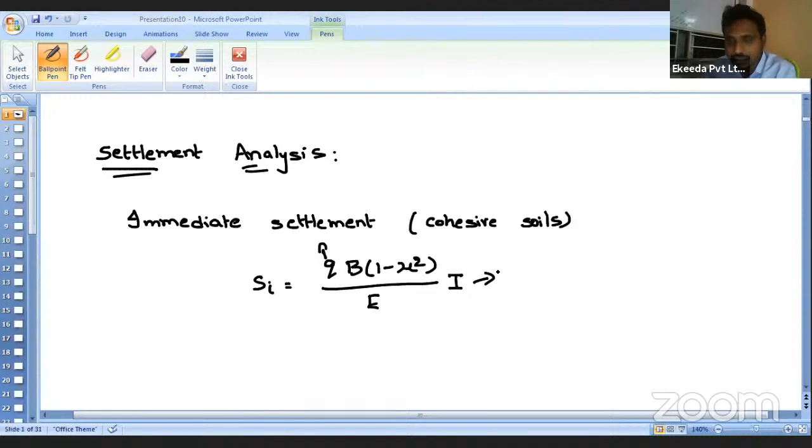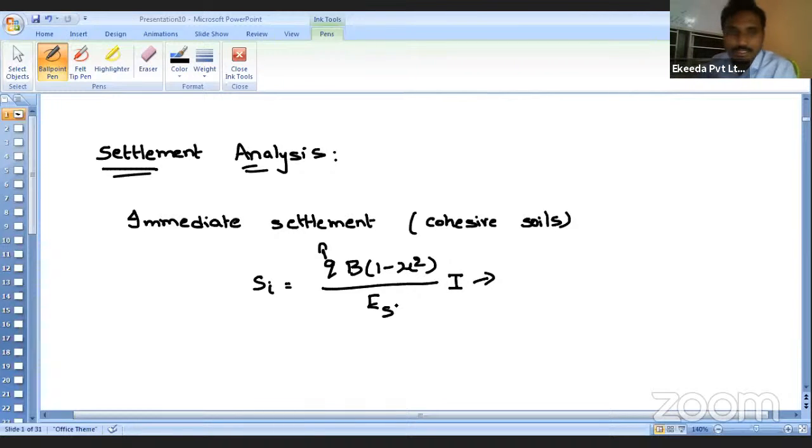It depends upon the shape. If you are talking about a rectangular foundation, this influence factor depends upon the ratio of L by B, and E is the Young's modulus of the soil. By using this relation, we will calculate the immediate settlement. That means if we are applying load on the cohesive soils, immediately after the application of the loading, how much settlement will happen in the soil?